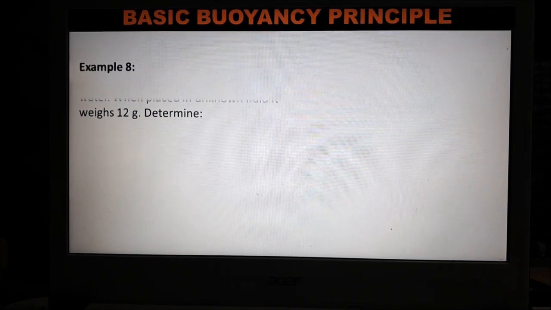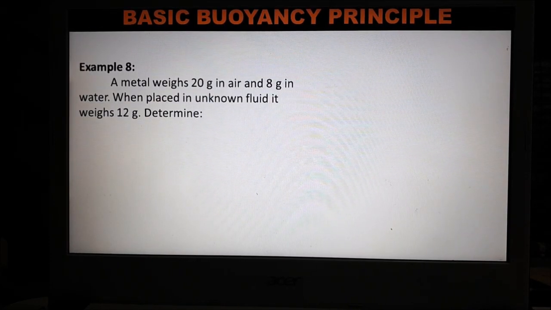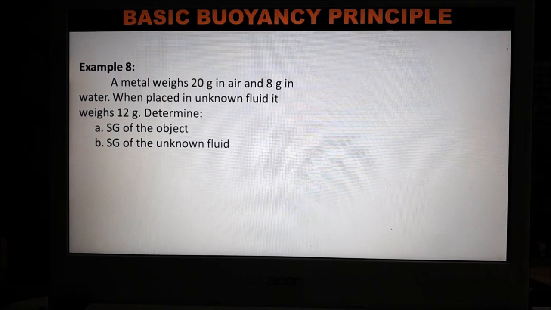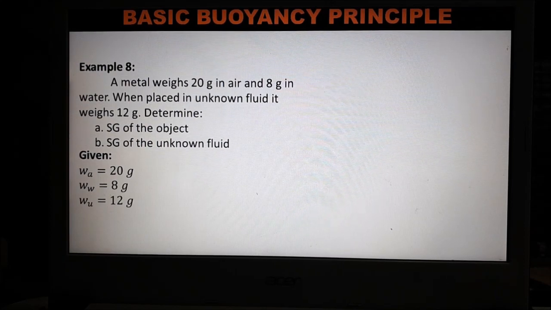Now, say we have this example. We have a metal that weighs 20 grams in air and 8 grams in water. When placed in an unknown fluid, it weighs 12 grams. We're going to determine the specific gravity of the object and the specific gravity of the unknown fluid. Now we have the following given. Its weight in air is equal to 20 grams, while the weight in water is equal to 8 grams. Weight in the unknown liquid is 12 grams.